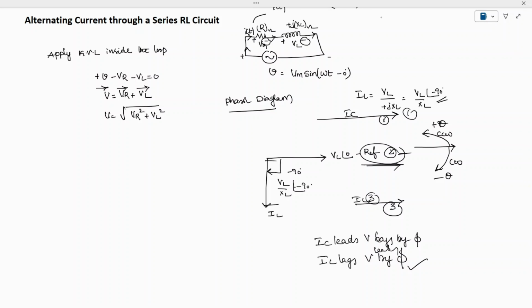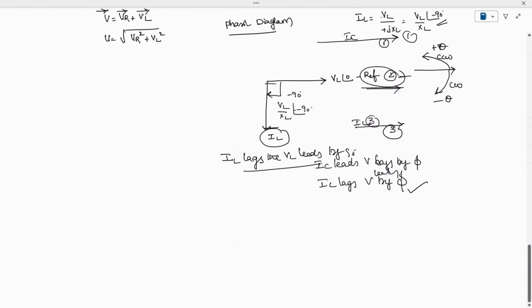We have to take one as a reference. Here, what is lagging? Current lags. I mean, the current across the inductor lags the voltage VL, and VL leads by 90 degrees. This is how to understand current lags voltage in an RL series circuit. Okay, so this VL or RL you can take whatever you want to.